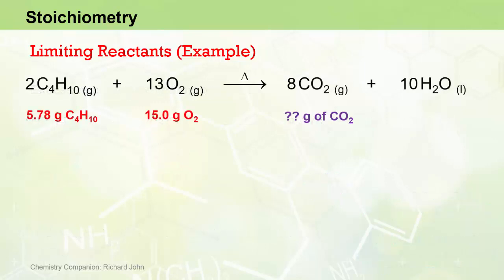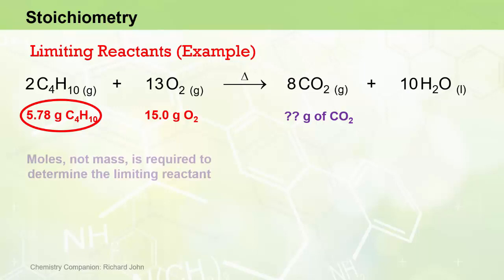Now, we can look at this 15.0 gram quantity of oxygen and think, well, that's significantly greater than the 5.78 grams of butane, so perhaps oxygen is still the reactant that is present in excess. The problem with that type of thinking is that you cannot look at the mass quantities and determine this directly. We have to determine how many moles of each reactant is present, because it is the number of moles, not the mass, that is required to determine the limiting reactant.